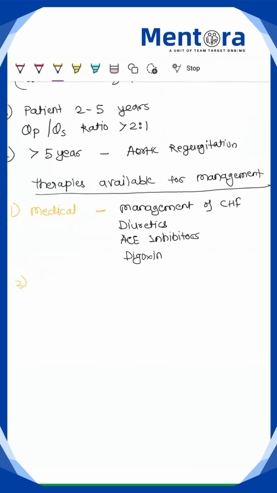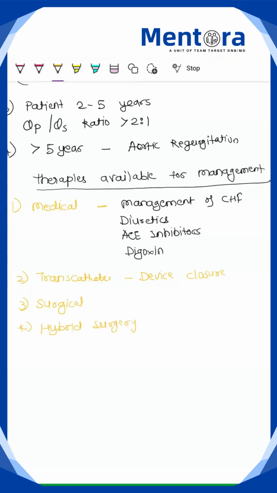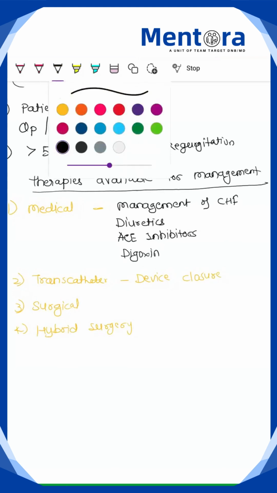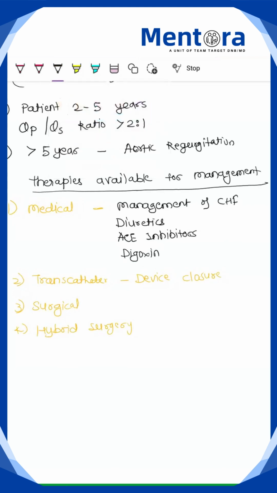And the surgical approaches are transcatheter device closure, surgical, or nowadays hybrid surgeries are in. So hybrid surgeries are available. It is the combination of transcatheter device closure and some surgery. So 4 types of therapies available for management.